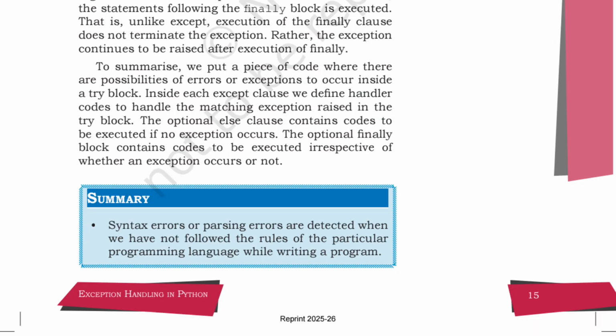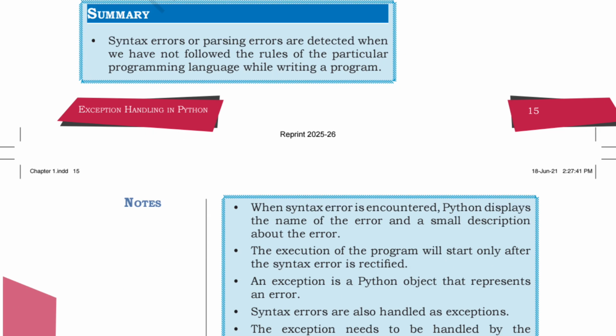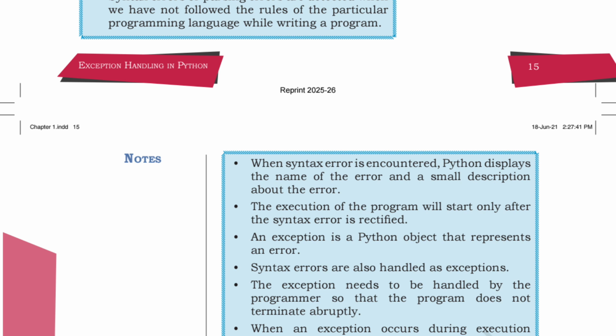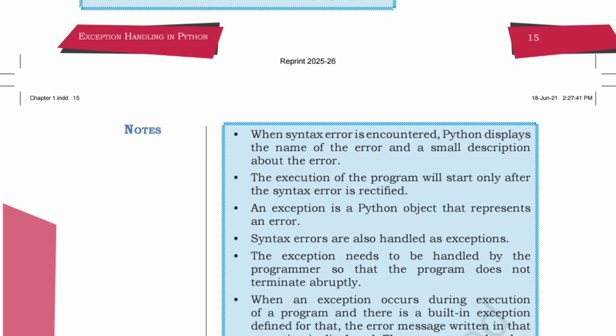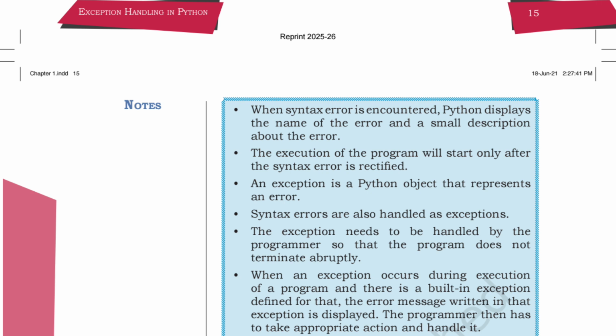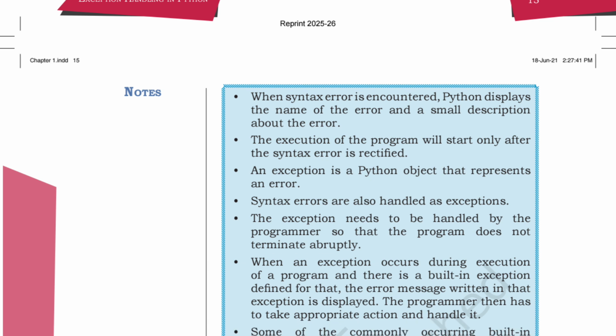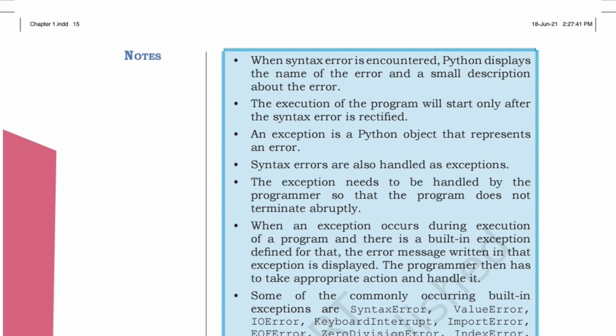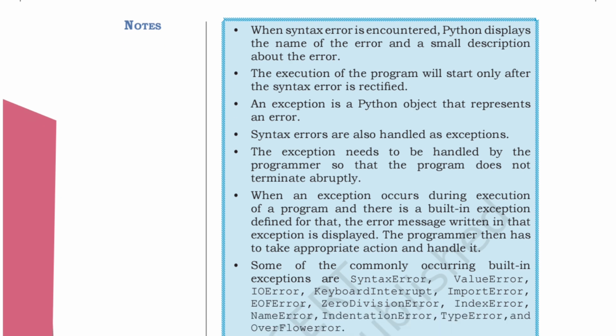So this is the summary. Syntax errors or parsing errors are detected when we have not followed the rules of the particular programming language while writing the program. Okay, that is the summary. When a syntax error is encountered, Python displays the name of the error and a small description about the error. The execution of the program will start only after the syntax error is rectified, right? The exception is a Python object that represents an error. Syntax errors are also handled as exceptions.